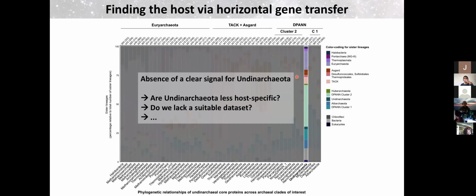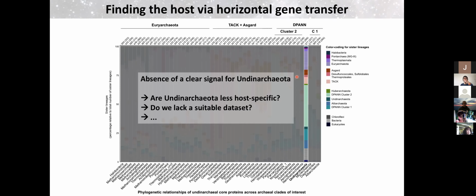And so there could be several explanations for that. For once, we know that Undinarchaeota is more complete, the genome is more complete. It very likely can make its own lipids. So potentially it is less strongly reliant on one specific host. Another issue could be our data set. Since it's from publicly available genomes, we had to downsample a lot to be able to run these trees. We simply might not have the genome from the Undinarchaeota host.